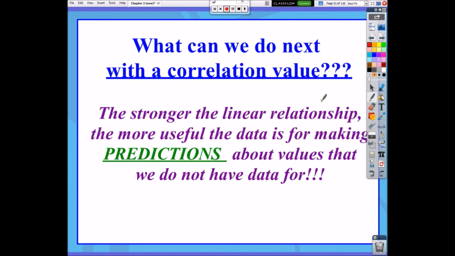Now, at the end of video 3, I left you with this important question. What can we do with that correlation value r that gave us the direction and the strength of a linear relationship? We said the stronger the linear relationship, the more useful the data is for making predictions about values that we do not have data for.